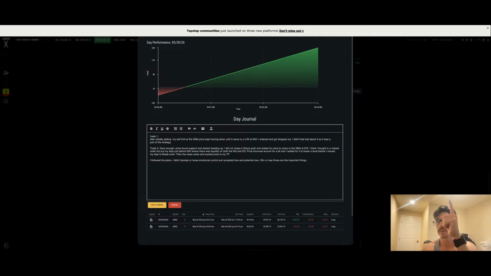I followed my plans. I didn't deviate or lose emotional control, and I accepted loss and potential loss. Win or lose, those are the important things. I can't stress that enough. Again and again and again, follow the process. We're going to lose trades. We're going to lose lots of trades. We're going to lose more trades than we win, potentially.